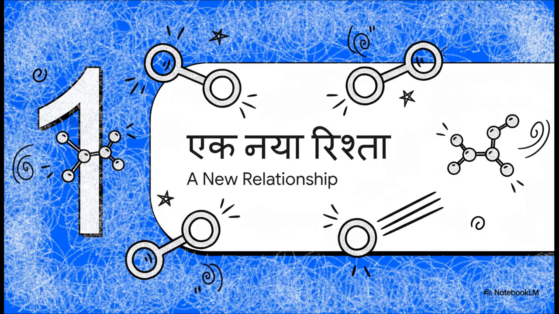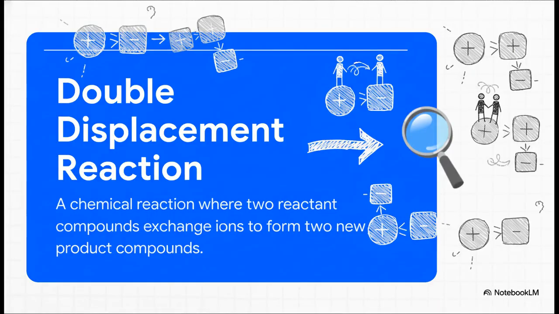Okay, so our first section is called a new relationship. And you know what? That is the perfect way to think about this. We're literally watching brand new, stable chemical relationships or bonds form between completely different elements. All right, let's get the official textbook definition out of the way. What is a double displacement reaction? Simply put, it's when two different compounds exchange their ions to create two totally new compounds.